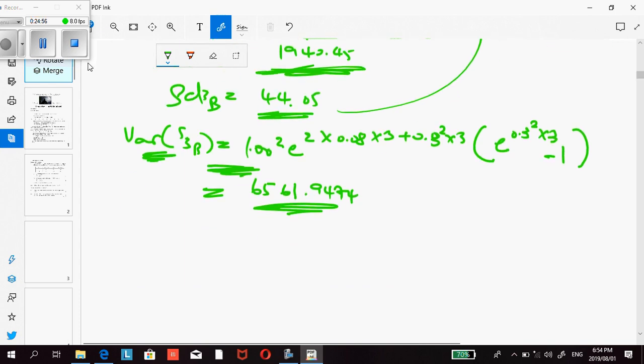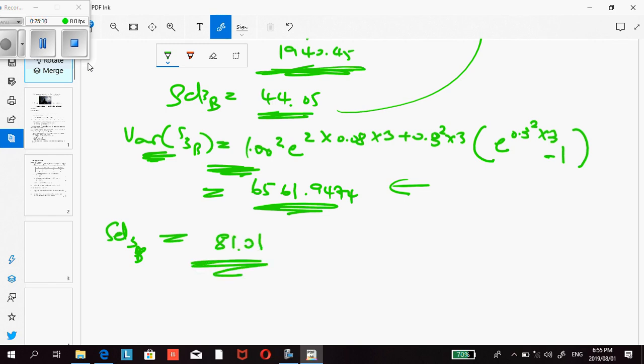So from there, you're straight away going to take your square root. So your standard deviation at time 3 of B is the square root of this, at which point you're going to get 81.01. Okay, so that wasn't very difficult. It's just the application of your log normal model formulas. As long as you remember them, I don't think you'll have a problem in the examination.